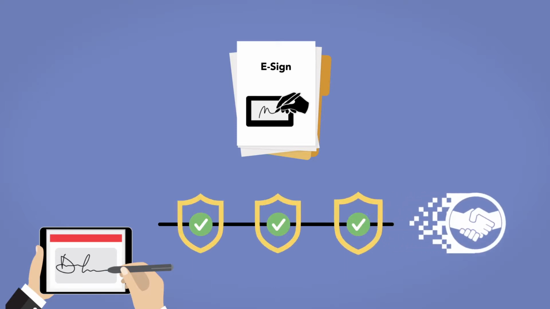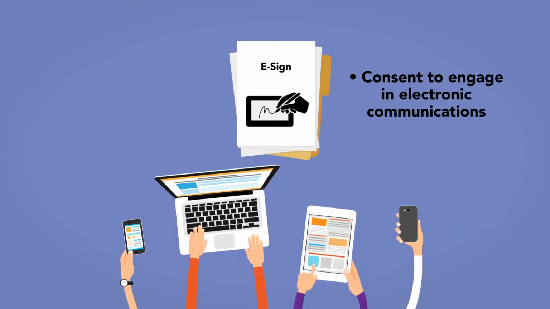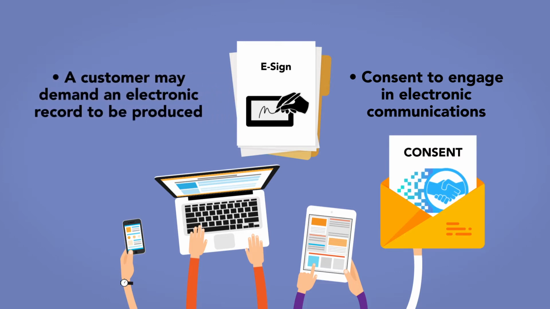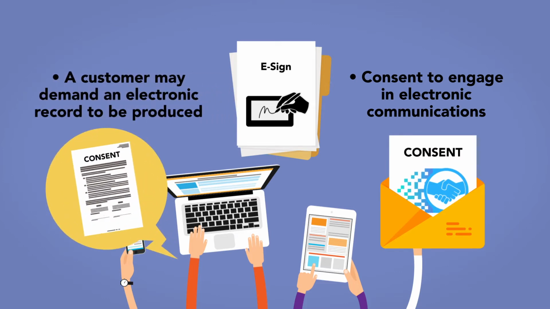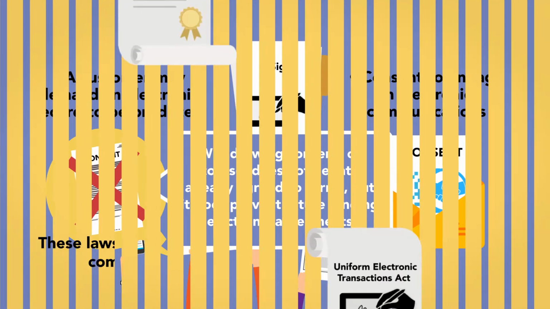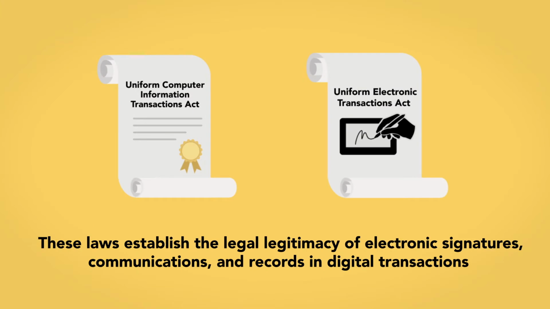not improperly modified. First, E-SIGN requires that the customer consent to engage in electronic communications, or they must be sent on paper. Further, a customer may demand an electronic record to be produced on paper or by other means and may withdraw his or her consent for electronic communications at any time. Withdrawing consent, of course, does not negate already agreed-to terms, but it does prevent future binding electronic agreements. Together, these laws establish the legal legitimacy of electronic signatures, communications, and records in digital transactions.